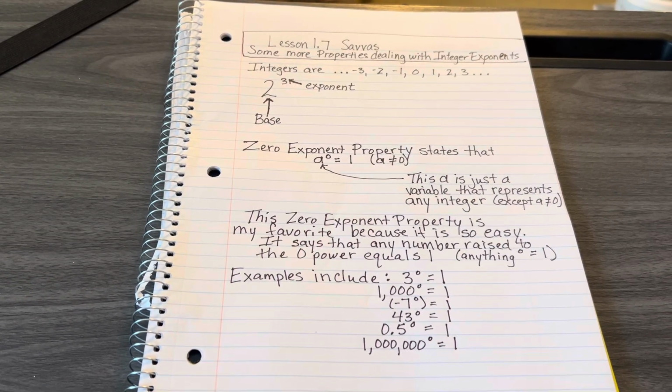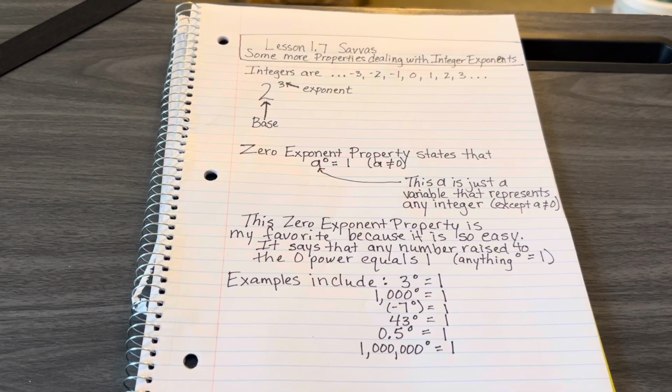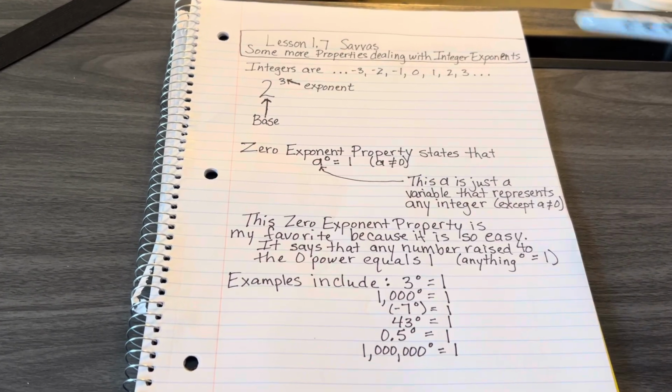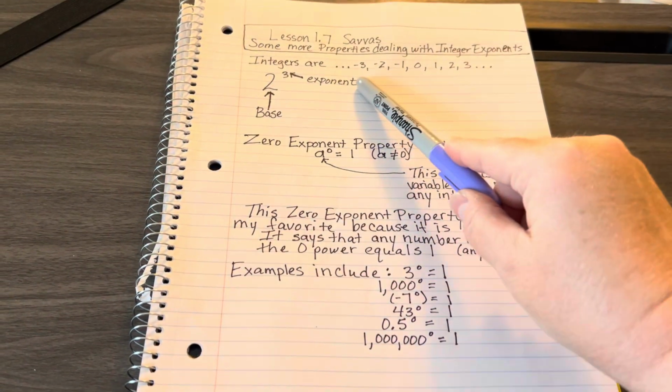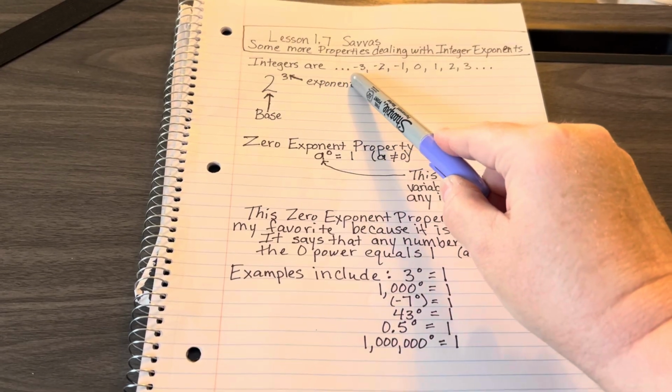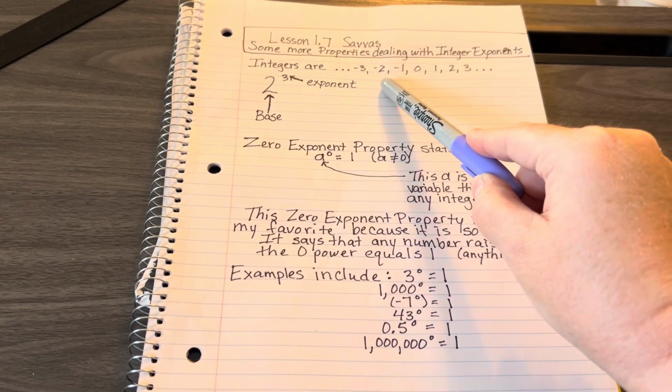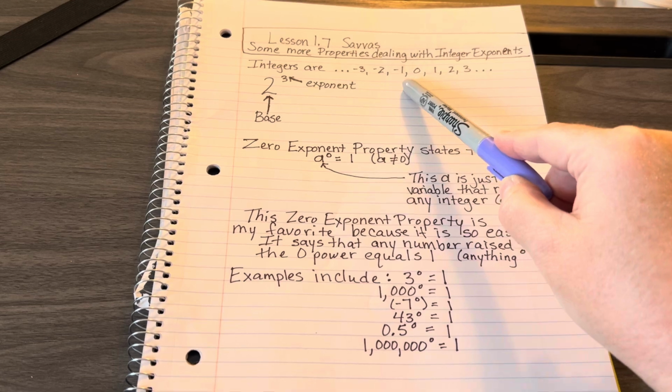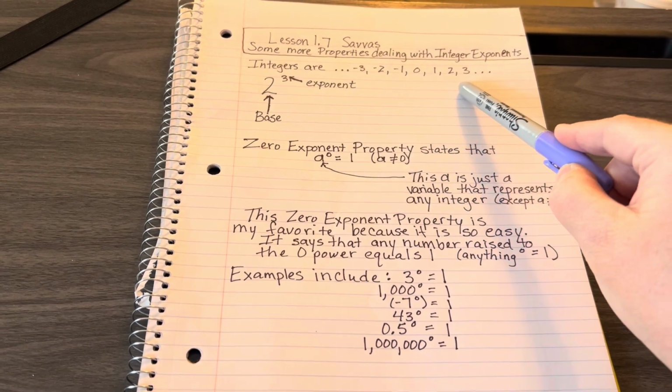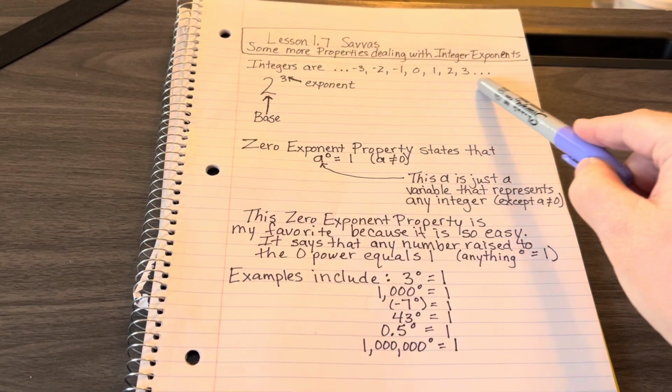So first, let's remember what integers are. Integers continue forever: -3, -2, -1, 0, 1, 2, 3, and so on, which means they go on and on.